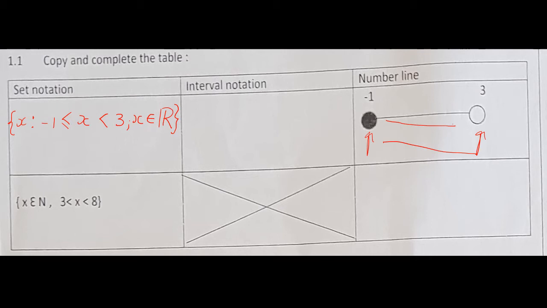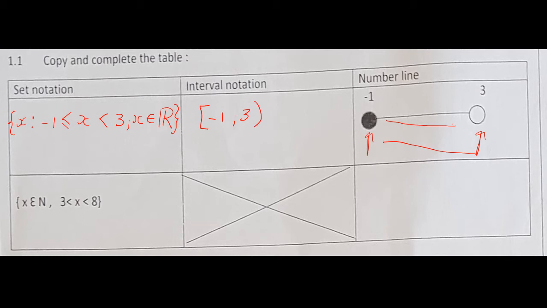The interval notation, remember, uses square brackets and round brackets. Square bracket is when it's included. So in this case the -1 is included. So we say square bracket -1. And we get the 3 that's not included, so we say 3 with the round bracket. Remember, round brackets when the number is not included.